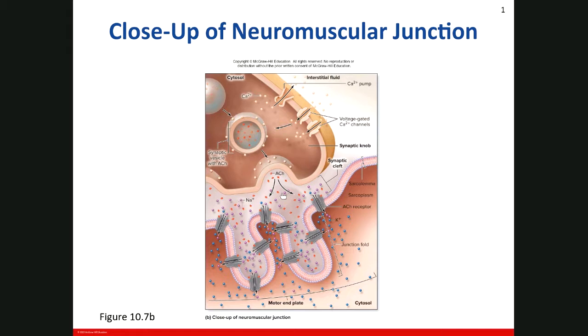Then it attaches to the postsynaptic membrane and makes an action potential in the postsynaptic membrane, which is our skeletal muscle here. And this skeletal muscle is called the motor end plate in this picture. You see, we have many receptors. When the neurotransmitter attaches to these receptors, the channels become open and sodium ions come inside the cell.